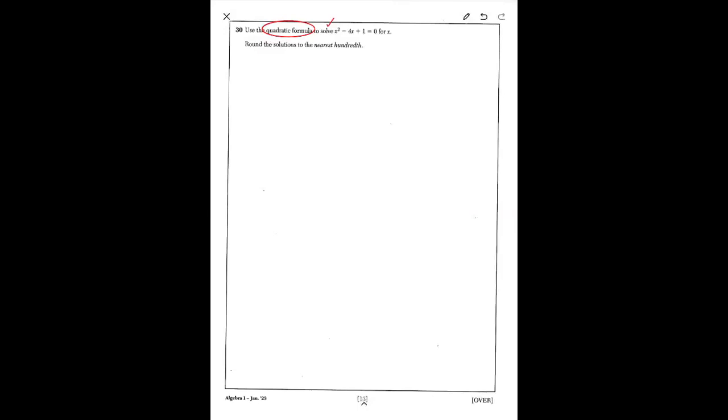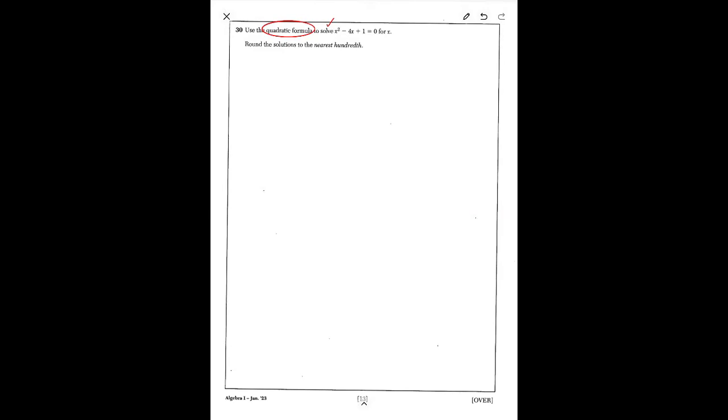Okay, so the very first one is the quadratic formula. This question says, use the quadratic formula to solve the quadratic equation x squared minus 4x plus 1 equals 0 for x. Now, you should already know you can just go straight to nSolve. If you do nSolve, there's going to be two solutions. You got to find both solutions. So we can nSolve that straight away.